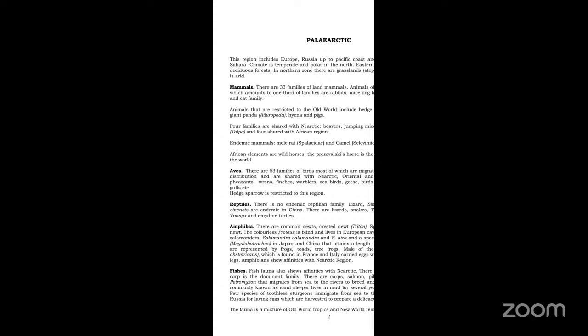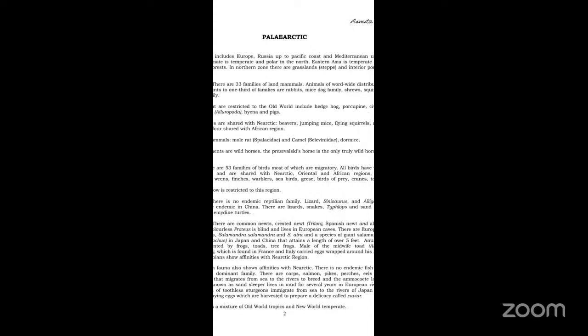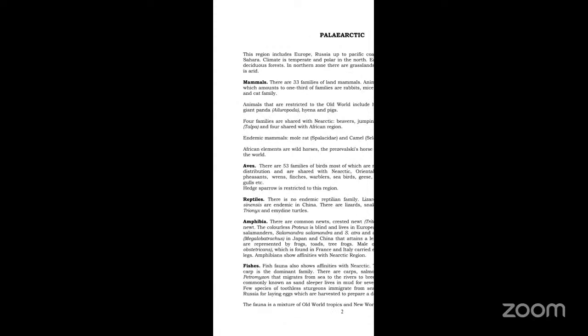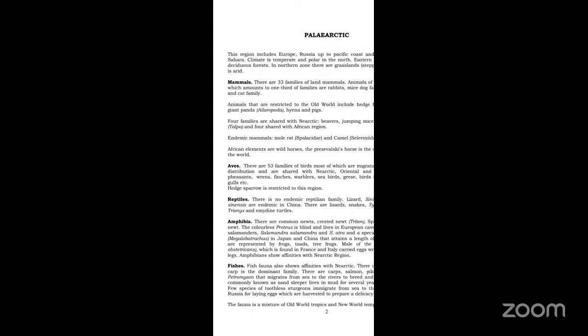So you find a number of carps and it is a dominant family. Then there are salmon, pikes, perches, eels, as well as the petromyzon that migrates from the sea to the rivers to breed, and also the ammocoete larva, commonly known as the sand slipper, which lives in the mud for several years. So these are the different types of fishes that you find in this region.